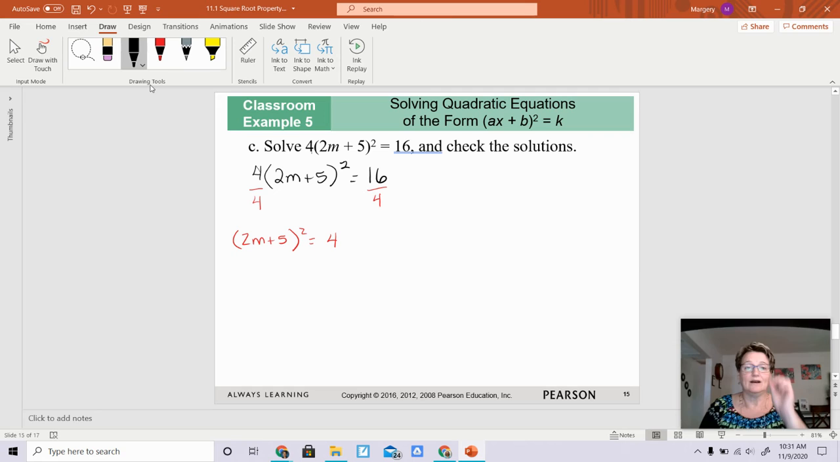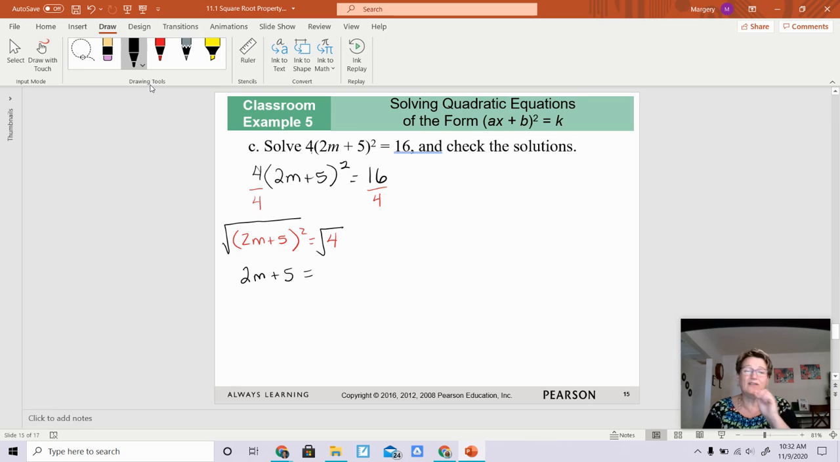Now, the parenthesis that is being squared is alone, meaning there's nothing in front of it and nothing right behind it. So you're going to square root both sides. I'm going to square root this side and this side. Now whatever's inside the parenthesis comes out, because this square root gets rid of that square, remember.